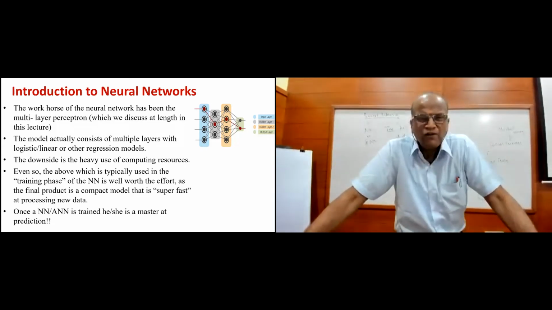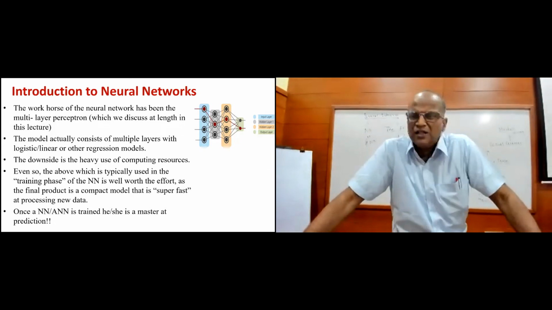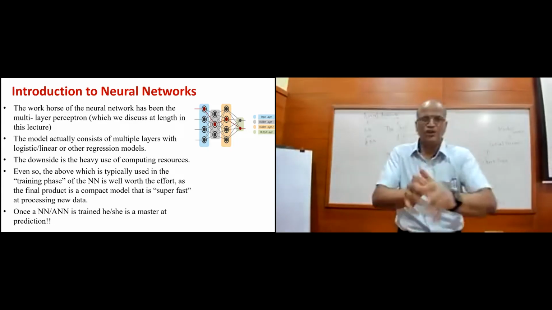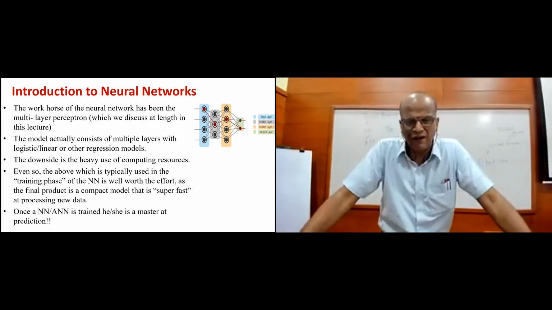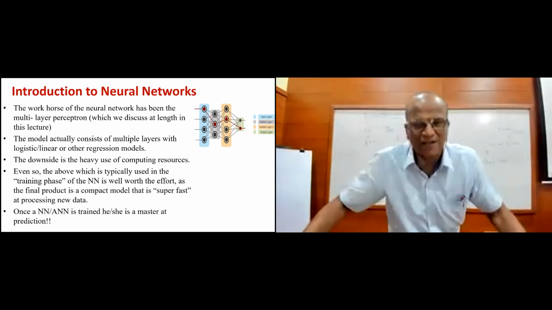The final product of the neural network is a compact model. It is super fast. It's absolutely fast at processing new data. Once a properly trained neural network is available, it is a master at prediction.